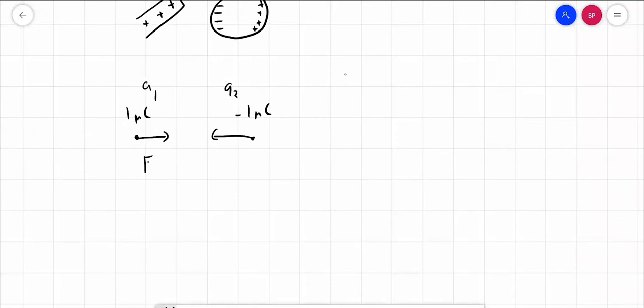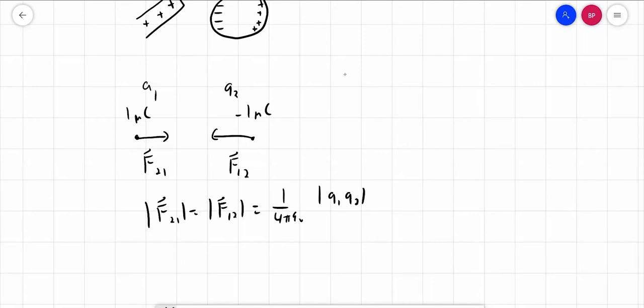So this is F21, the force on charge 1 due to charge 2. And this is F12, the force on charge 2 due to charge 1. Now, because of Newton's third law, they have the exact same magnitude. So the magnitude of F21 is the same as the magnitude of F12. And that's 1 over 4 pi epsilon naught times the absolute value of the charges divided by the distance squared.